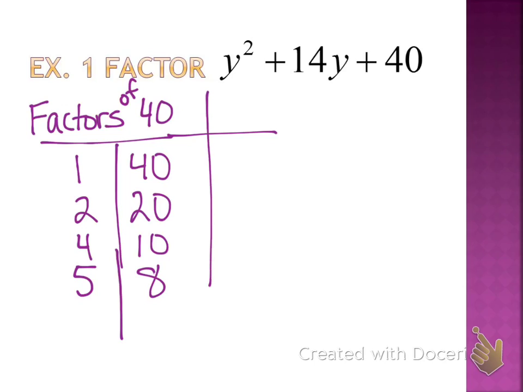Okay, then that next column says that we are looking at the sum of those things. So I'll put a divider down here. Sum means what operation? Addition. If I add 1 and 40, what do I get? If I add 2 and 20, what do I get? If I add 4 and 10, what do I get? If I add 5 and 8, what do I get? 13. Okay. Which of those pairs of factors do you think I'm going to want in my answer?